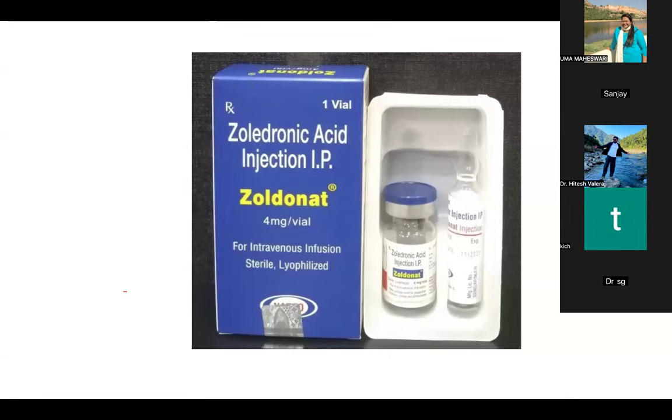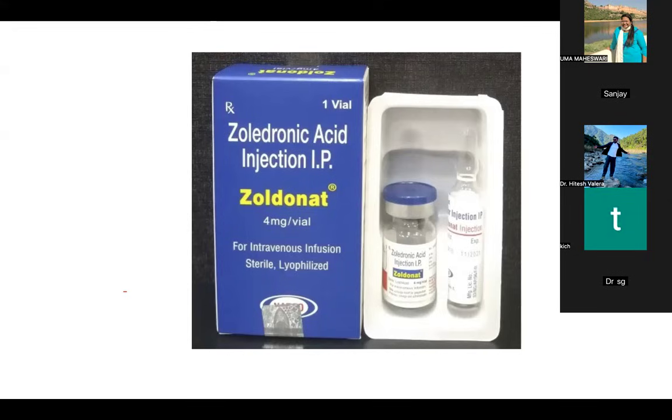Now, it is given IV, at 100 ml over 15 minutes. It is usually excreted by the kidney, so you need to dose adjust based on the creatinine clearance. Greater than 60 ml per minute, 4 milligrams; 50 to 60, 3.5; 40 to 50, 3.3; and 30 to 40, 3 milligrams. Less than 30 ml per minute, you discontinue the drug. So it is given at a dose of 4 mg IV.